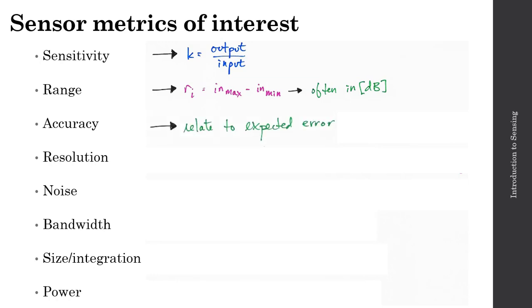Accuracy, that's going to relate to the expected error. And the error, that'll be described as the measured value minus the true value. So for example, let's say I had a ground truth, some temperature in my system at 50 degrees C, and my sensor is measuring 51 degrees C, right? That'll give me some idea of the accuracy of that sensor.